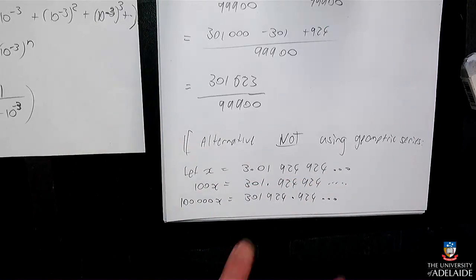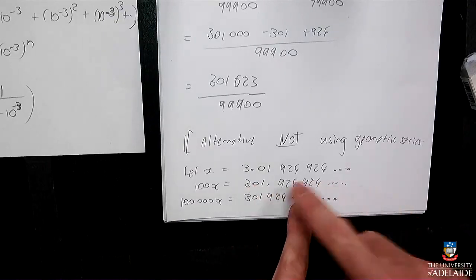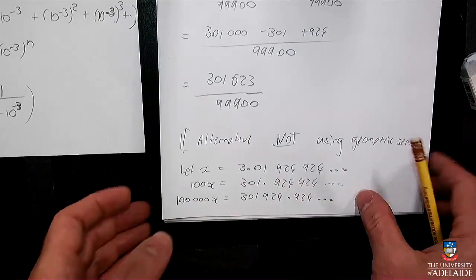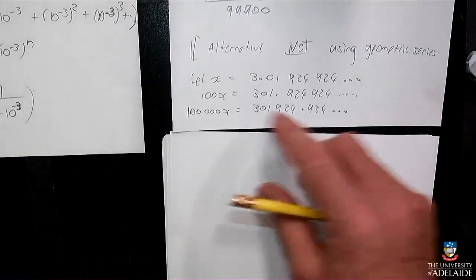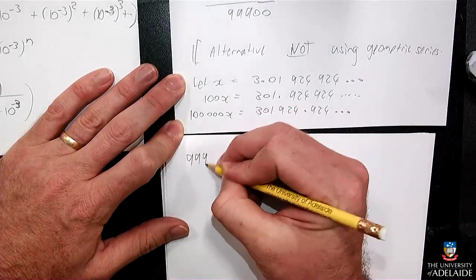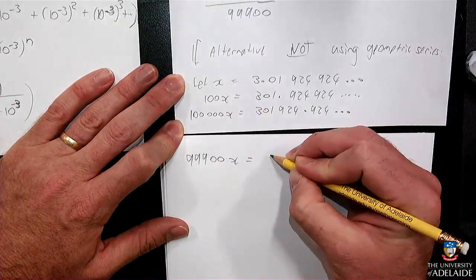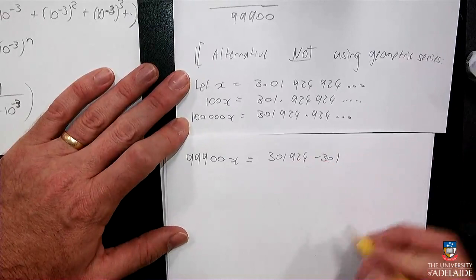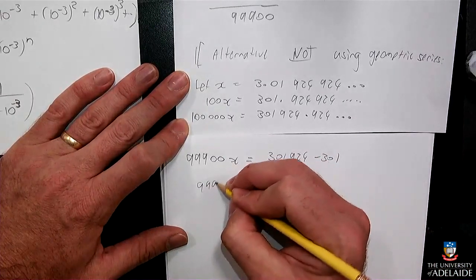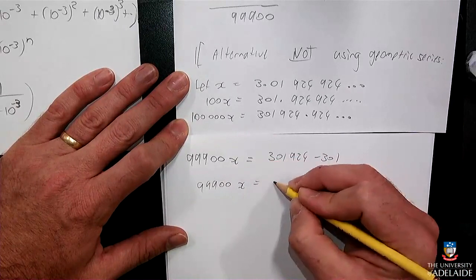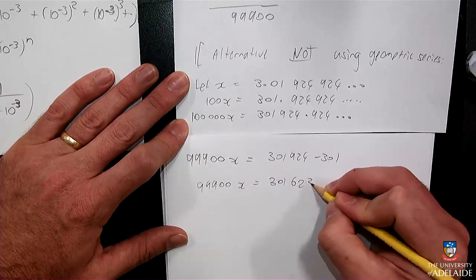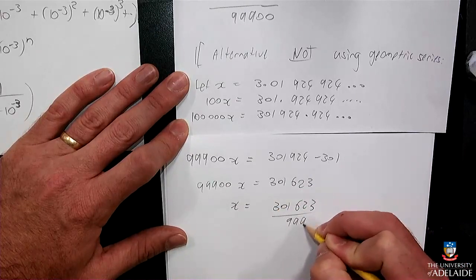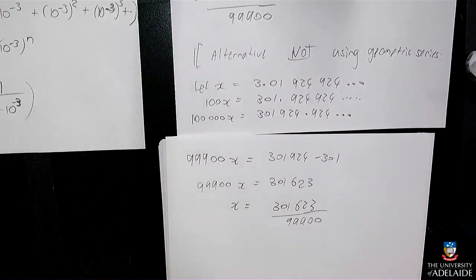Nothing up my sleeves. This minus that, the repeating bit will disappear, because I've got repeating bit minus repeating bit, and so they'll go away. And so I will get this minus that, which is 99900x. It will be 301,924 minus 301. And so therefore x is 301,623 divided by 99900. Magic.